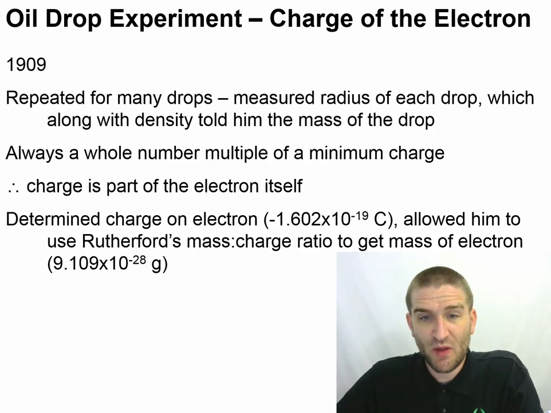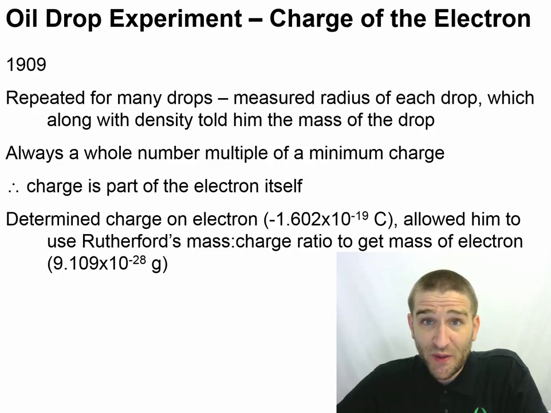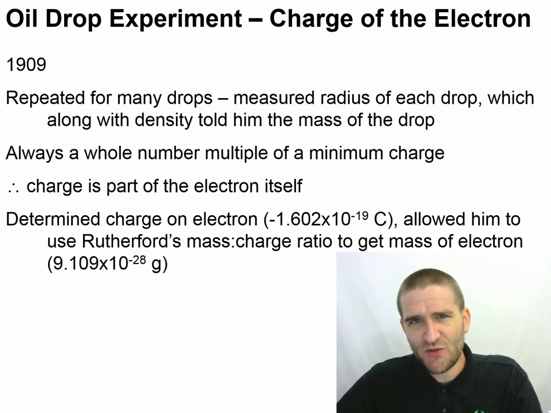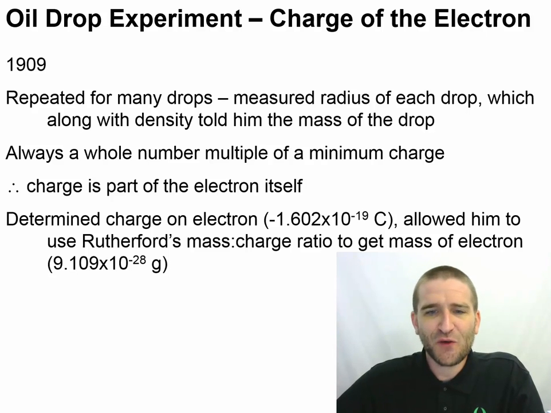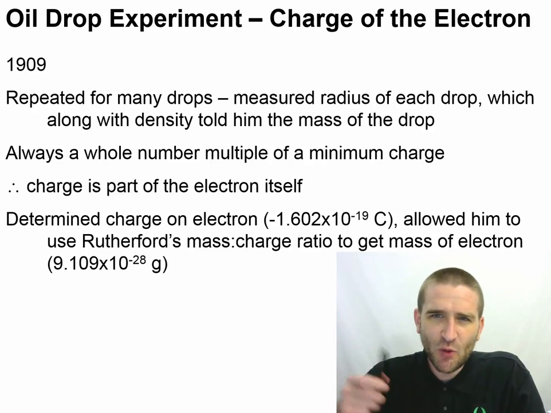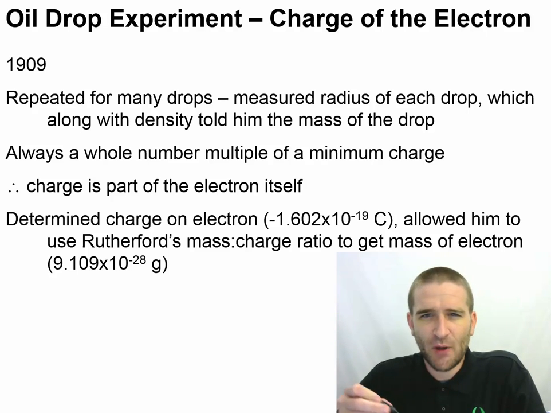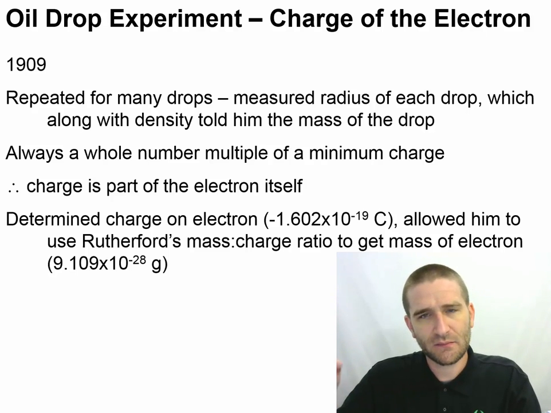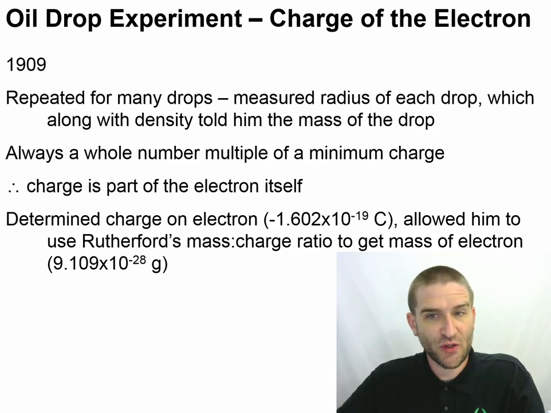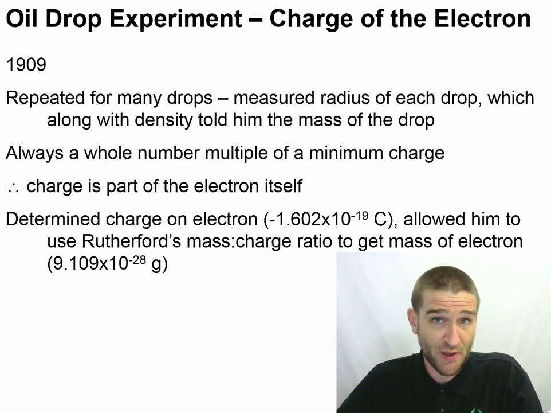He's able to use Rutherford's mass-to-charge ratio to get the mass of the electron, which is a really good measurement. He was actually within 1% of the true value, or at least of the modern value. That said, something that's kind of interesting to know is that for a while there, everyone who repeated the experiment biased the number upward just a little bit, until finally it got to the current accepted value, which is a little bit higher than his original charge measurement.